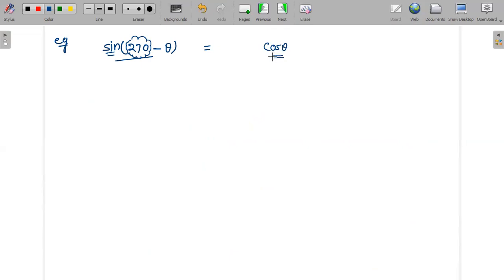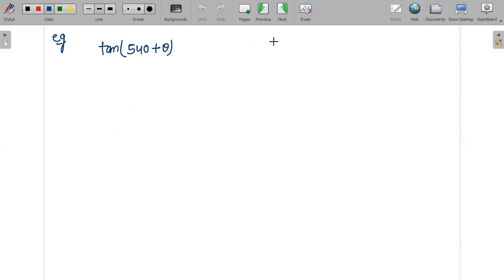Now, what about the sign, whether it will be positive or negative? For that purpose, you need to check in which quadrant your 270 minus theta lies. So this is your 270, and minus theta will land you in quadrant number 3. In quadrant number 3, your sine function is negative. So your result will open with a negative sign. There we go: sine of 270 minus theta is equal to negative cosine theta.